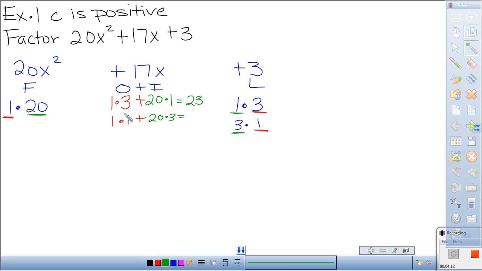1 times 1 is 1. 20 times 3 is 60. 60 plus 1 is 61. Ooh, that's way too high. So those numbers don't work. Well, we've exhausted our factors of 3, but we haven't exhausted the factors of 20.